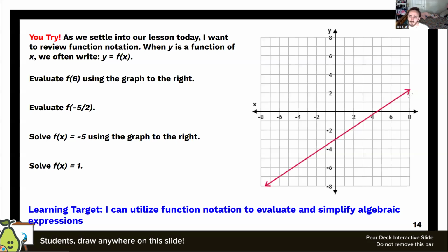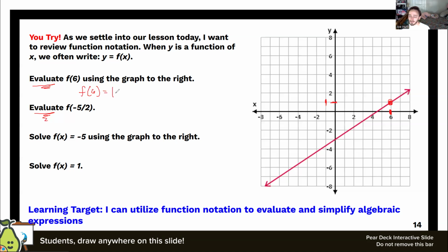All right, so if I'm looking at my function, which in this case is a linear function, and I wanted to evaluate f of 6 or f of -5 halves. This keyword of evaluate means that I'm using a given input and I'm finding an output. So when I say evaluate f of 6, I'm saying for an input of 6, what's the corresponding output? And I'll see in this case that f of 6 is equal to 1.